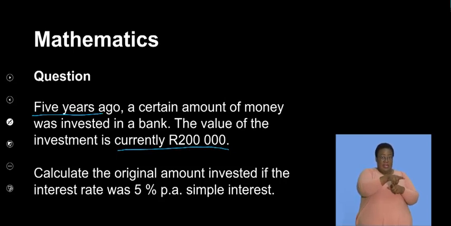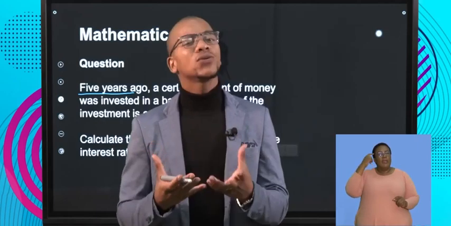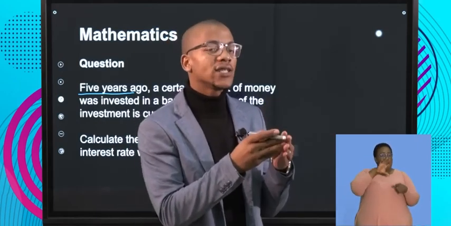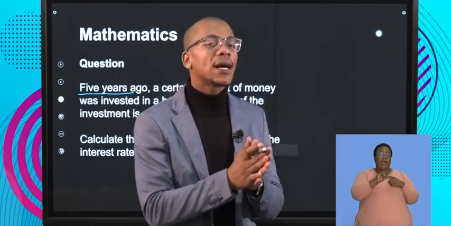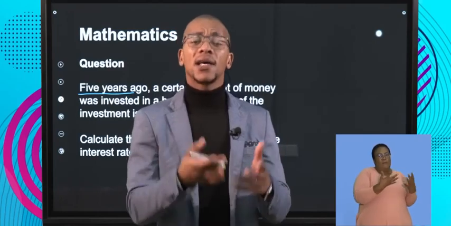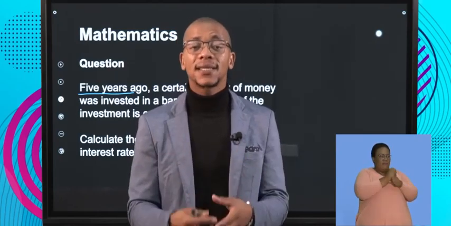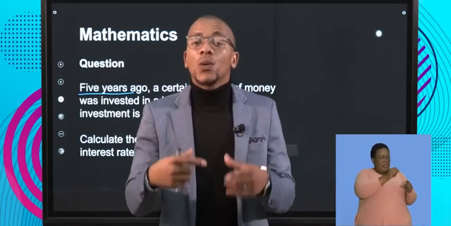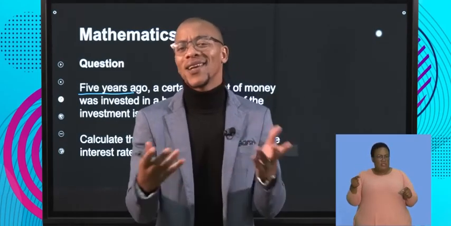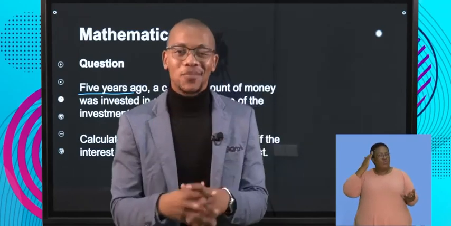Now, already from here, guys, you need to be thinking about what they want you to do. Clearly, you want to find the original amount, or the initial amount, or the principal amount if we use the proper terms, right? That was invested such that at this present moment, we then have 200,000 in the bank. Really, who wouldn't want to have 200,000? But that's besides the point.